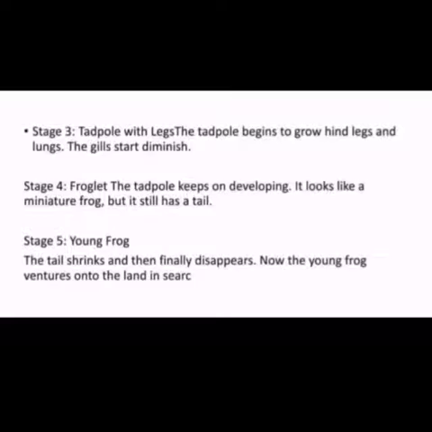Froglet. The tadpole keeps on developing. It looks like a miniature frog, but it still has a tail. Young frog. The tail shrinks and then finally disappears. Now the young frog ventures onto the land in circles.